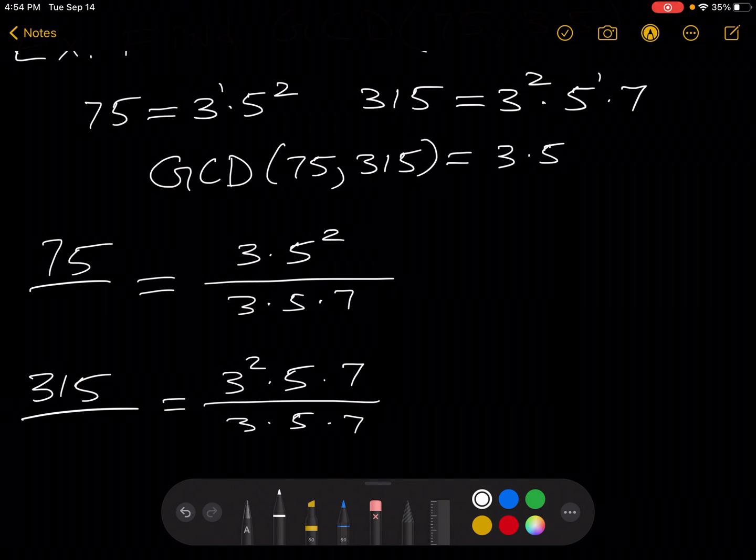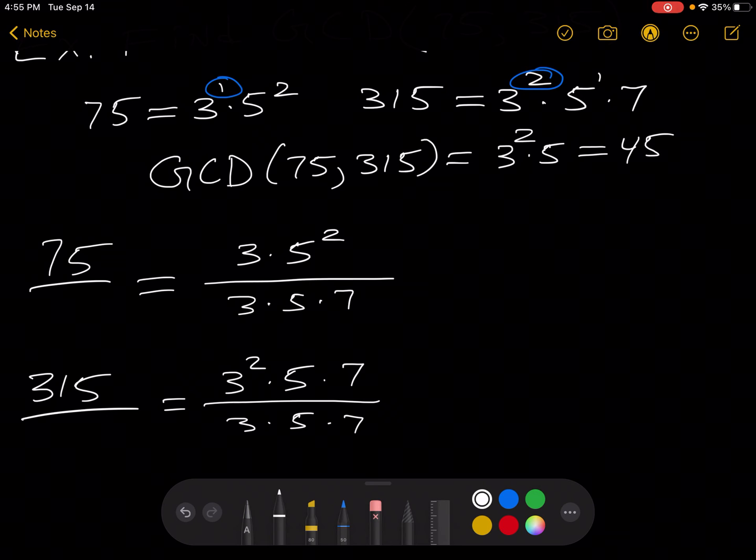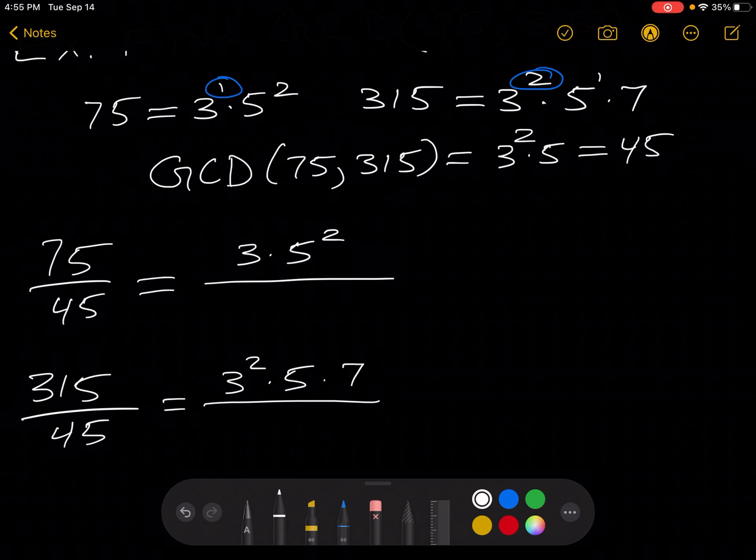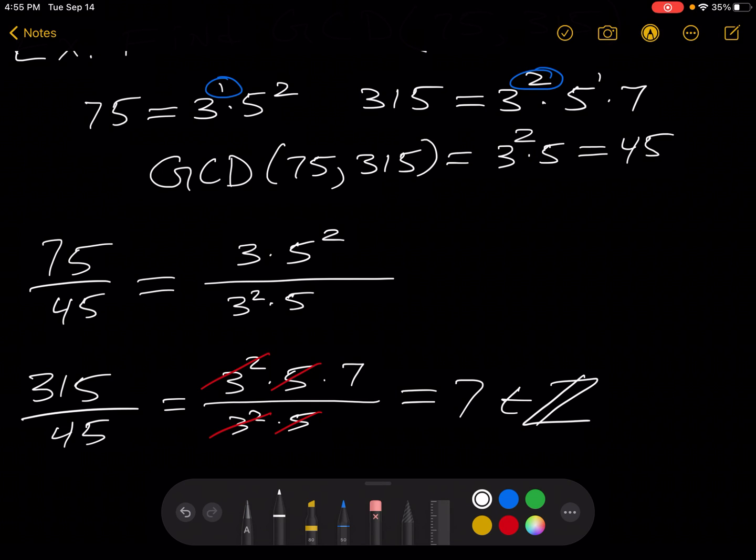Now let's say, okay, remember that we looked at this and this, and we said, what's the smaller one? Well, what would happen if we took the bigger one? Let's see, that would be 9 times 5, or 45. So we'd have 45, 45, 3 squared times 5, 3 squared times 5. And now let's do some canceling. Looking at the bottom again, cancel, cancel, cancel, cancel. And we get 7, which is an integer. So that is to say that 45 is a divisor of 315. But 45 is not a divisor of 75. We can see that here. Let's see, 5 goes into there, 3 goes into there, and we get 5/3, which is not an integer.